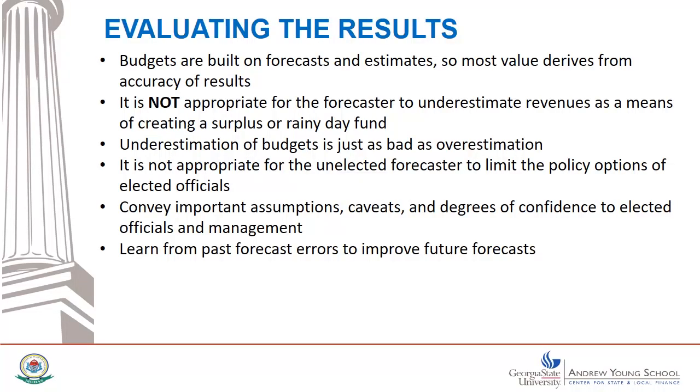In government, it's not ethical for an unelected forecaster to limit the policy options of elected officials. Rather, give elected officials and managers the assumptions and caveats used to make the forecast, and even tell them the confidence that you have in the forecast, so that they can then make the final decision on what forecast to use. As in most things, we can learn from our mistakes. The goal is to improve our forecasting ability over time.